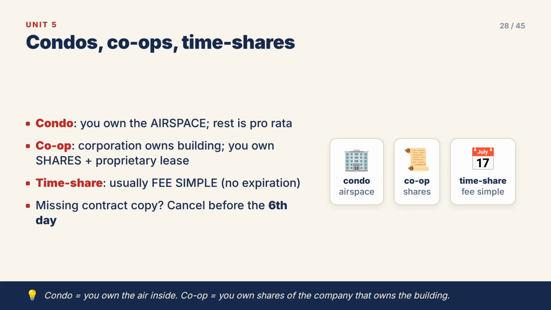In a condo, you fully own only the airspace of your unit. Everything else, even the balcony that serves only you, is owned pro rata with the neighbors. In a co-op, a corporation owns the building. You own shares, personal property, plus a proprietary lease to your unit. A timeshare is usually a fee simple interest, no expiration date, and a buyer who didn't get their contract copy can cancel before the 6th day after receiving it.